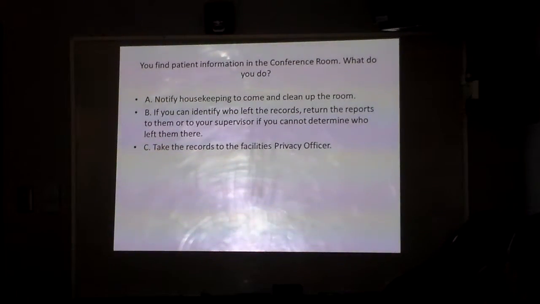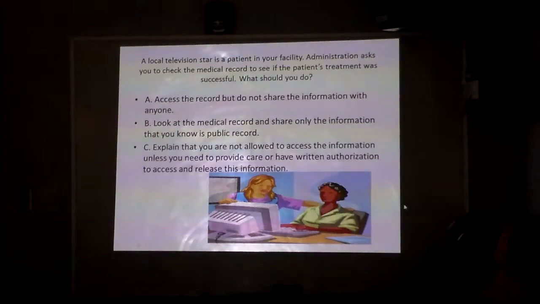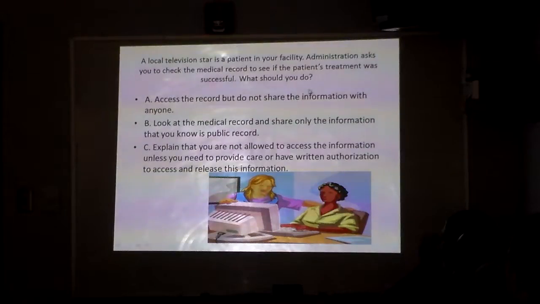You find patient information in the conference room. What do you do with it? Notify housekeeping to come and clean it up. If you can identify who left the records, return the records to them, or take the records to your privacy officer. C. And who's your privacy officer? You. Me. Right.